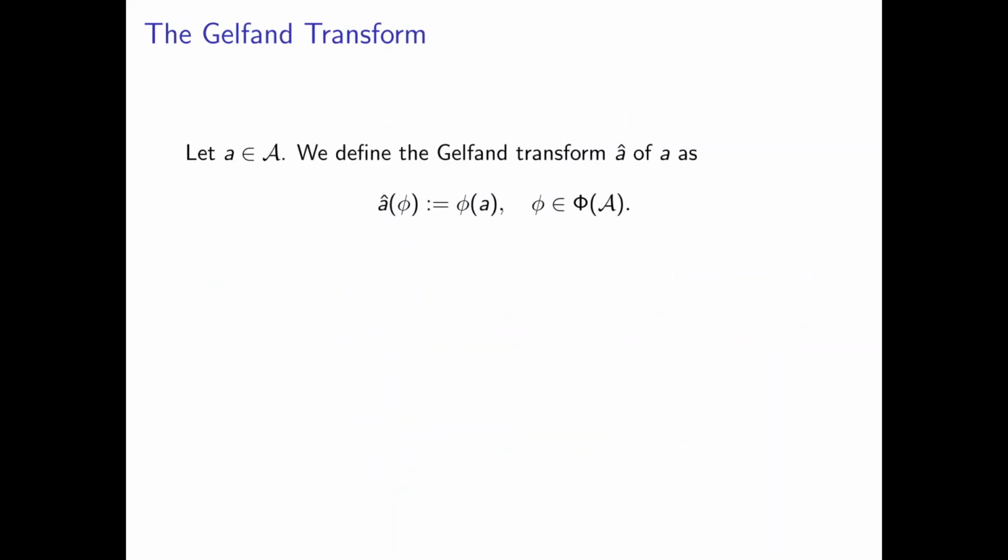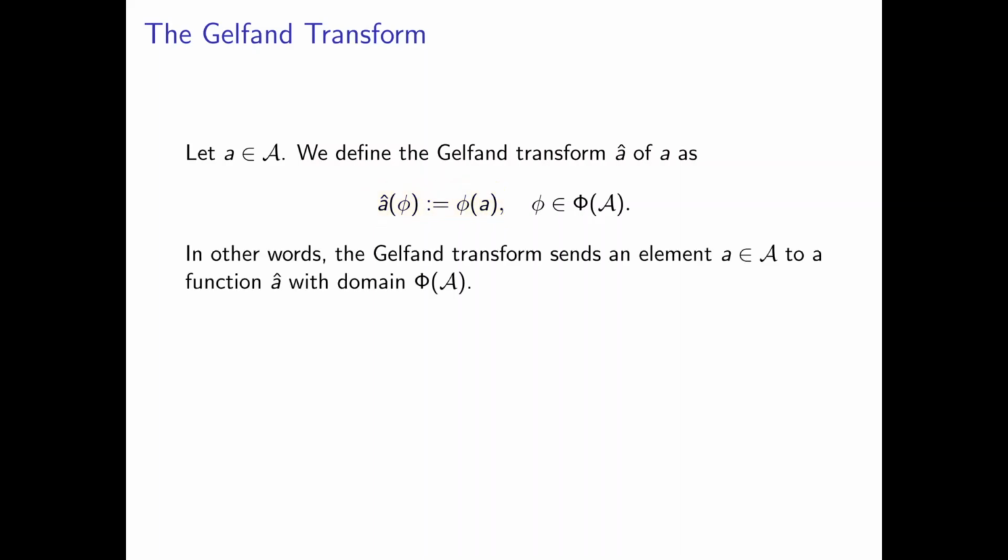So let A be any element of the algebra. Then we define the Gelfand transform A hat of A as the following expression here. So A hat of an element phi in the set of characters is equal to phi evaluated at A. In other words, we see that the Gelfand transform sends an element A in the algebra to a function A hat, which has a domain which is the set of characters here. So we see that A hat is a function with a domain being the set of characters.